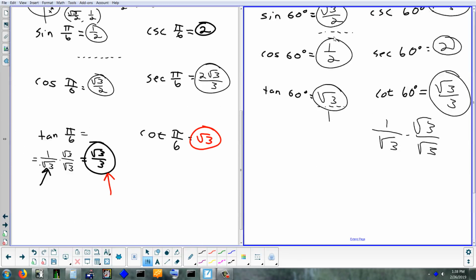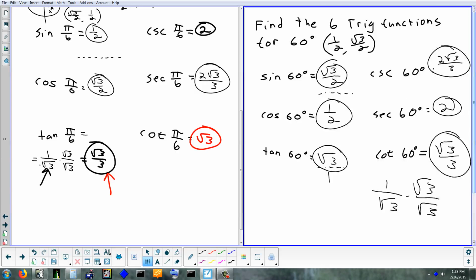Okay, how did you get the CSC? The top one? Yeah. So that one's pretty much the same thing, except instead of having the square root of 3 over 1, it's the square root of 3 over 2. So basically just change the 1 to a 2. Yep. So you get 2 over the square root of 3, and then you multiply top and bottom by square root of 3.